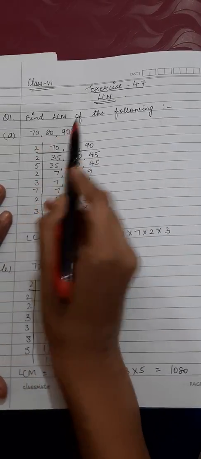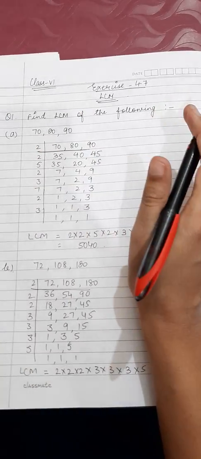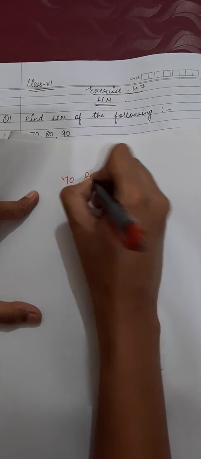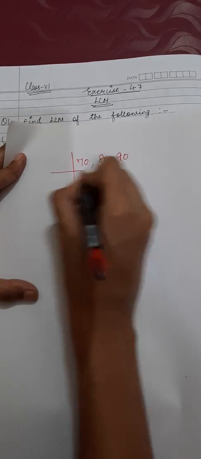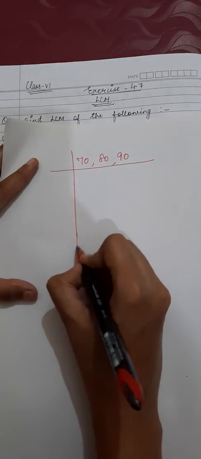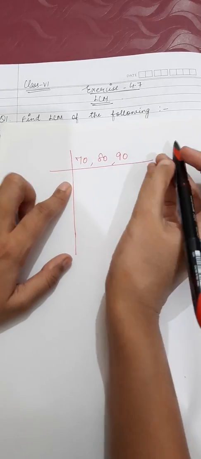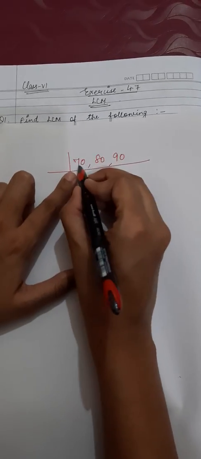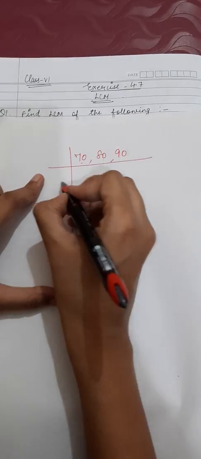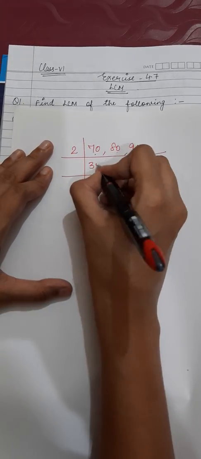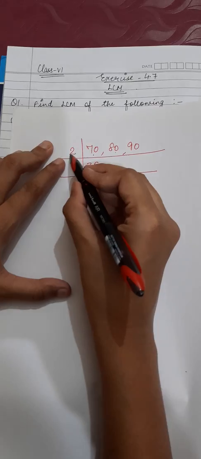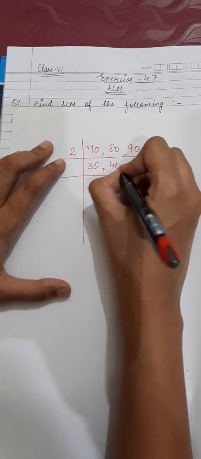70, 80, 90. Let's proceed with the first part. This is given to us: 70, 80, 90. Understand only one part, the rest are all the same. All concepts are going to be the same in this exercise. Now I can see that 70, 80 and 90 are divisible by 2. So on the table of 2, 70 goes to 35. On the table of 2, 80 goes to 40.